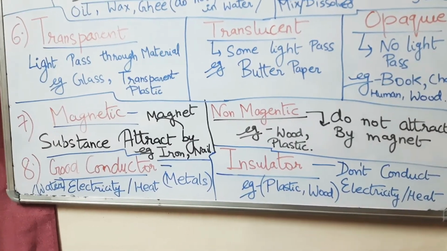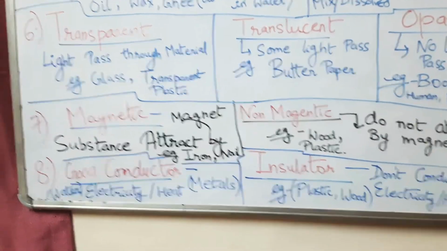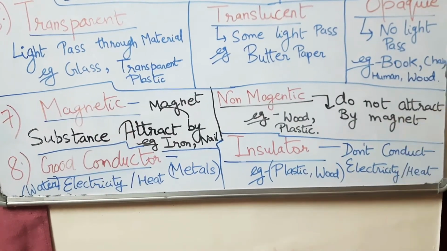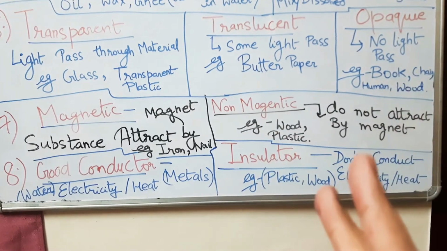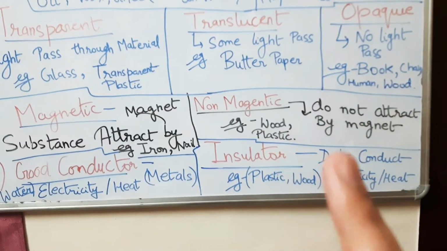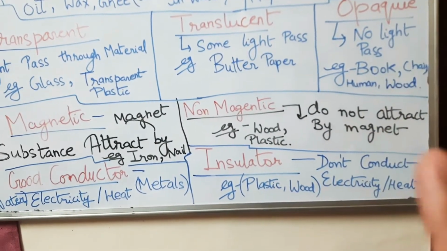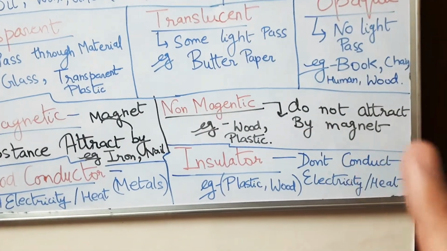Then comes the property of magnetism, whether a substance is magnetic or non-magnetic. If it is attracted by a magnet, then it is magnetic. Like an iron nail, it is attracted by the magnet. But wood and plastic are non-magnetic substances. Why? They are not attracted by a magnet.